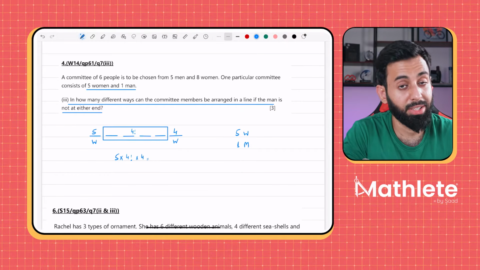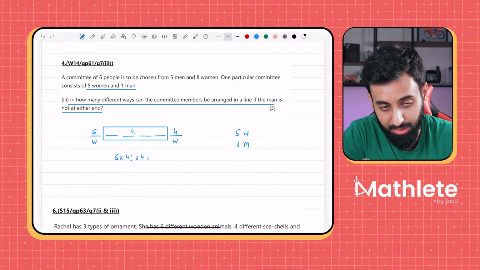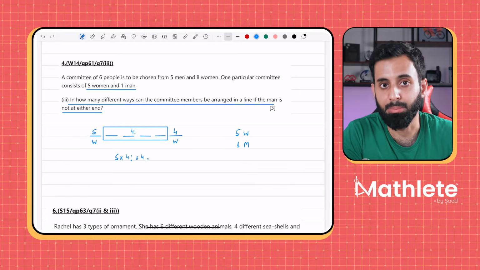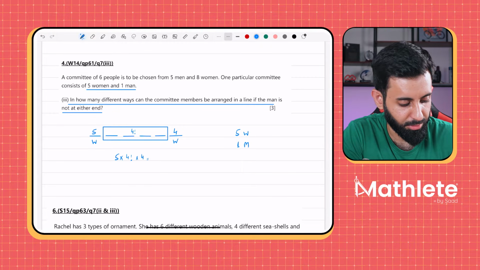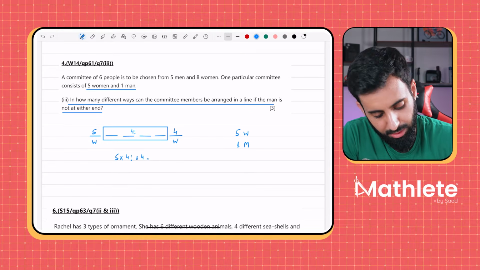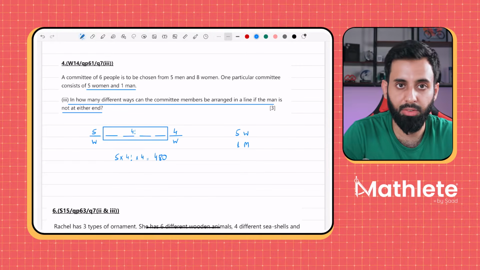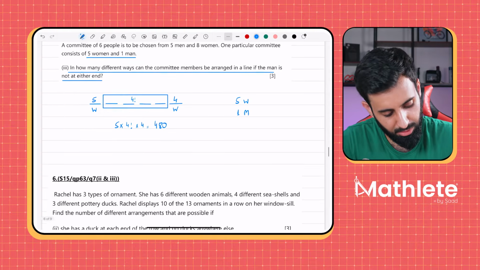In this question, because we're dealing with people, every person is different from the other, so we don't need to consider any repetitions. So 5 into 4 factorial into 4 gives us 480. So there you go. That's the answer to this part.